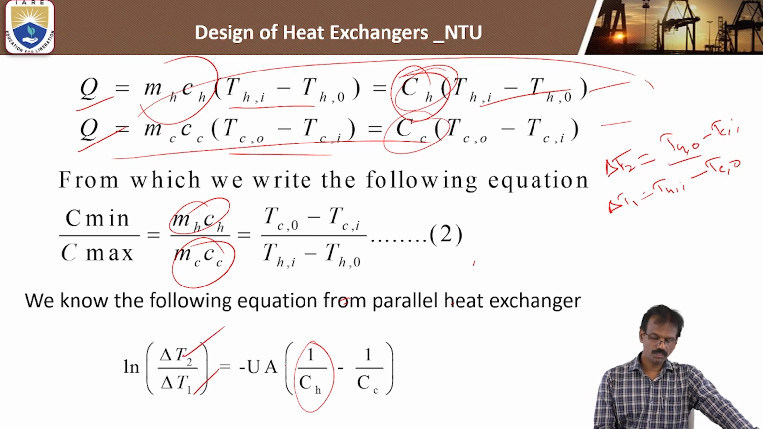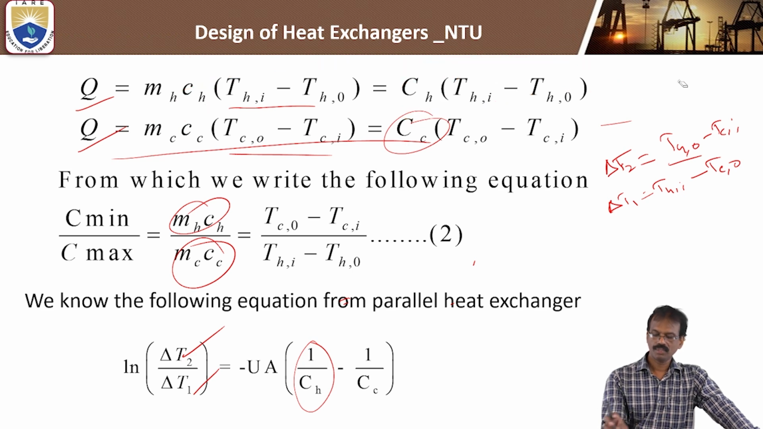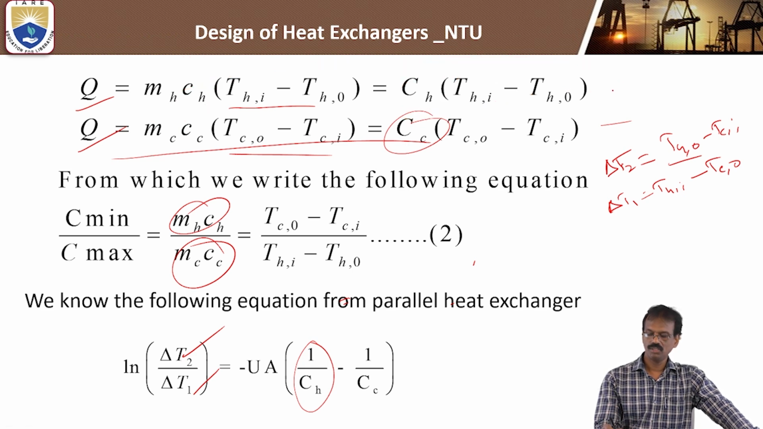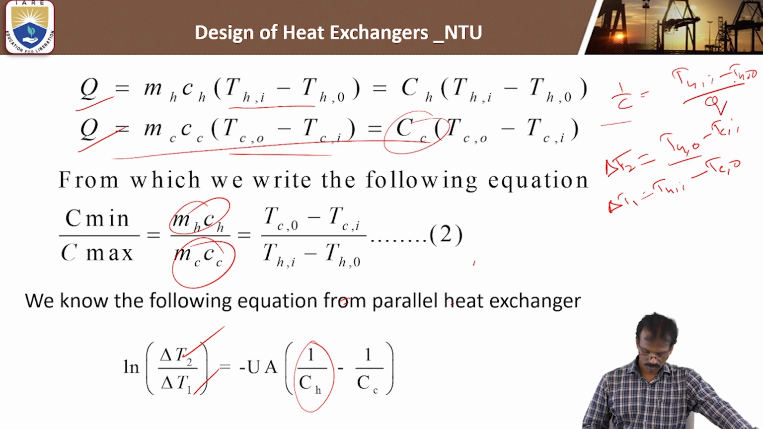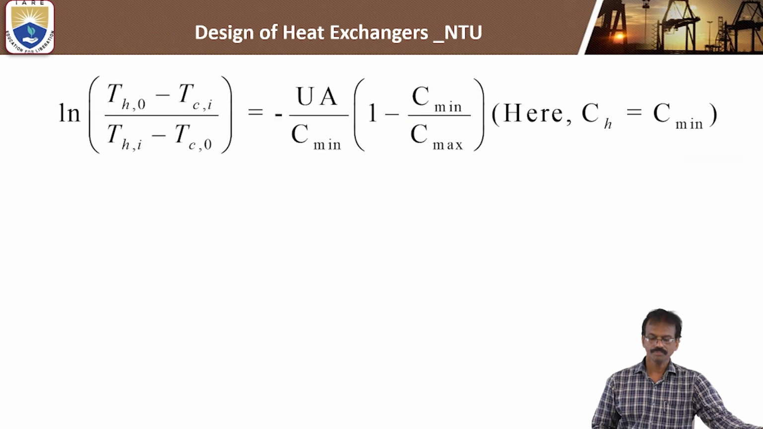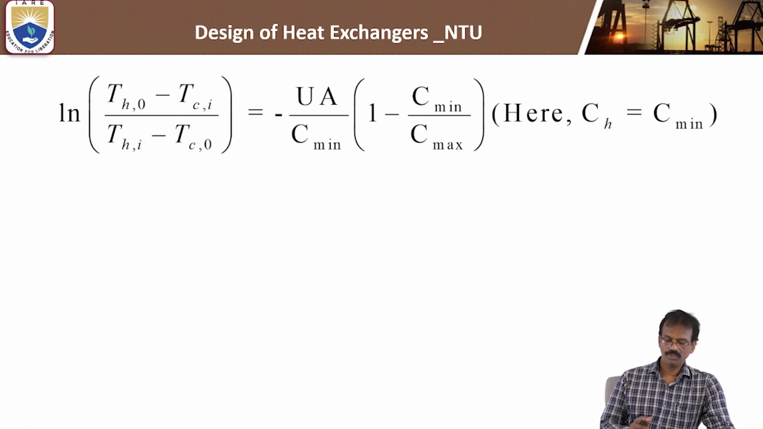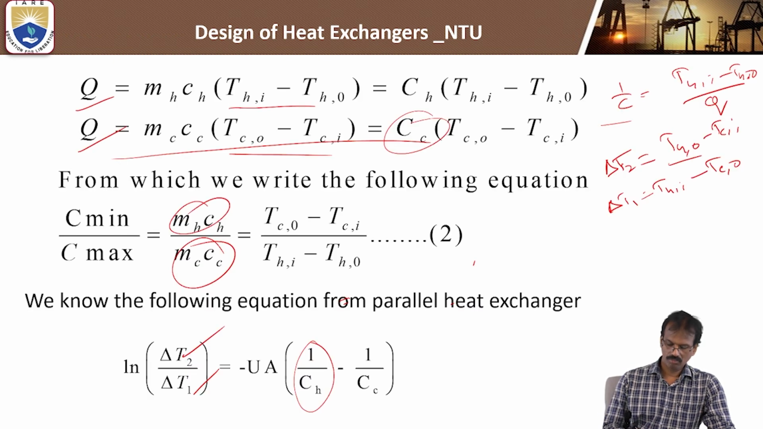Then minus UA, you know 1 by CH. By using this formula, you can write 1 by CH as (THi minus THo) by Q. You can substitute those values. Otherwise, you can take common, because here CH is the C minimum. So you can write it like this.